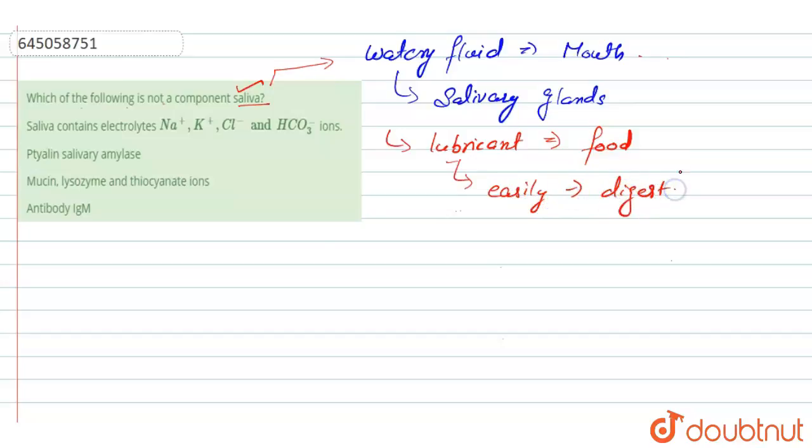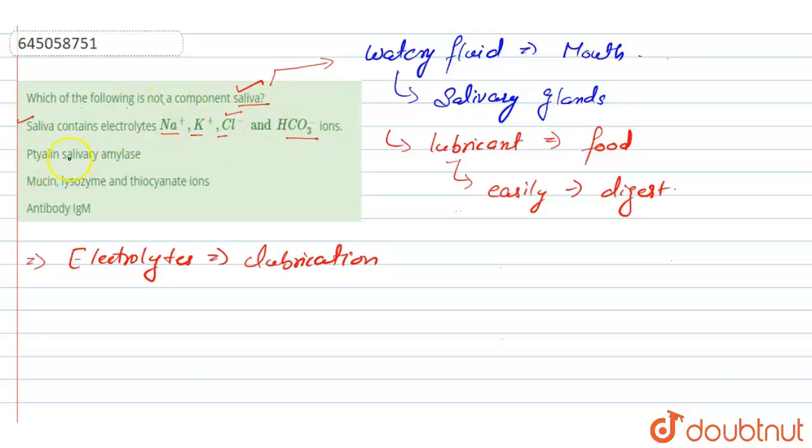So when we talk about the options here, the first option is that saliva contains electrolytes such as sodium, potassium, chlorine, and bicarbonate ions. Here the statement is correct, because the electrolytes in saliva play an important role in the lubrication of the food. These ions, these electrolytes, are mainly responsible for the lubrication purpose. So this option is correct. They are components of saliva.